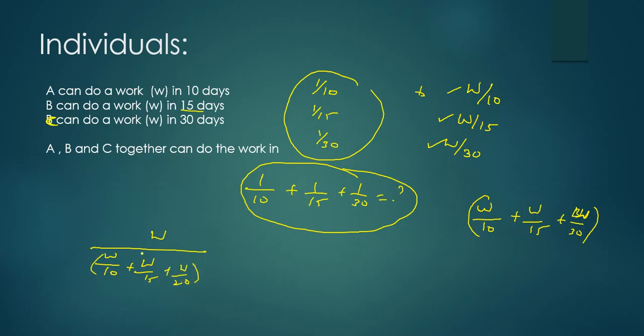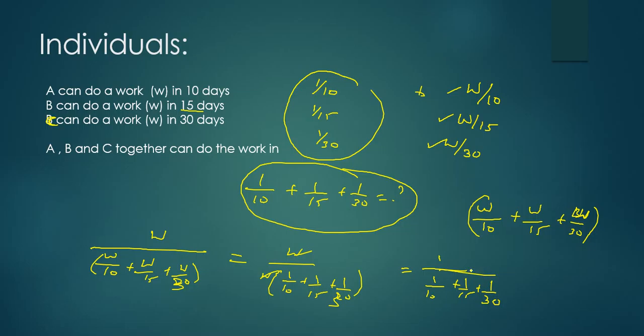Now what you do is, if you take W common, you will get 1 by 10 plus 1 by 15 plus 1 by 30. W will get cancelled, which is equal to 1 by 10 plus 1 by 15 plus 1 by 30. This is how you do it in the exam.